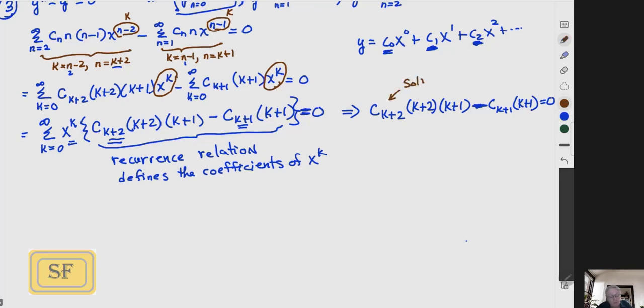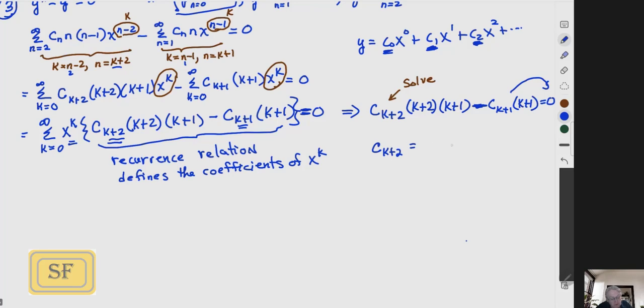We solve for the highest index. K plus 2 is higher than k plus 1. And I'll just write that here, c sub k plus 2. If I solve, I have to bring that k plus 1 term over to the right side of the equation.